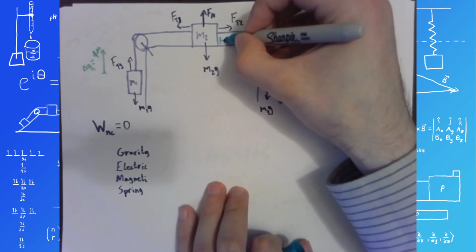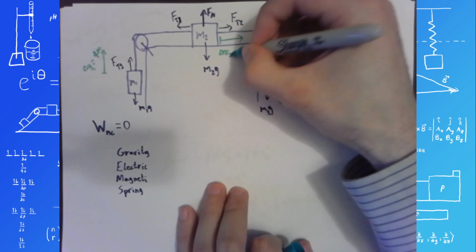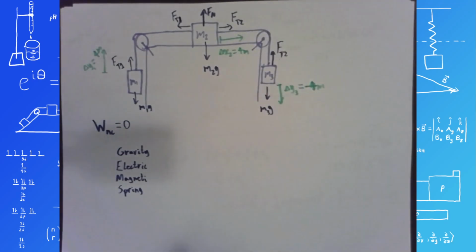And this thing, I guess we'll call it delta x2, is equal to positive 4 meters. I'm going to assume right is the positive direction. Not that it really matters, because when calculating work we use the magnitude of the displacement anyway, and we let the angle between displacement and force determine our signs for us.